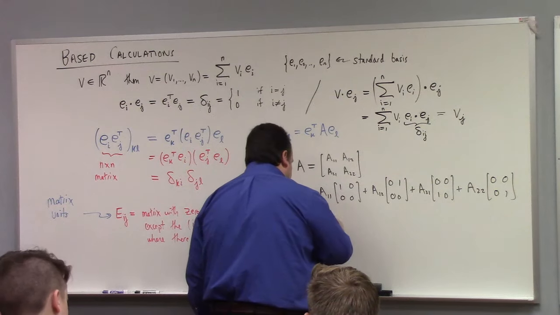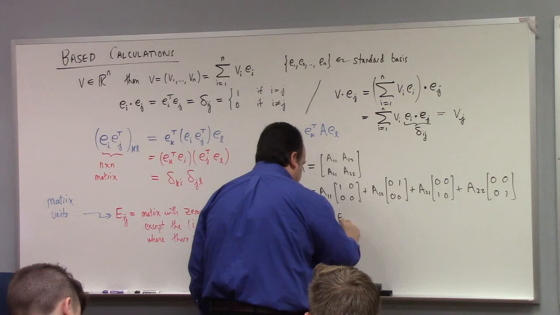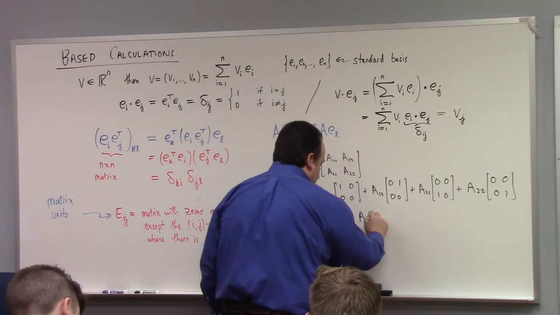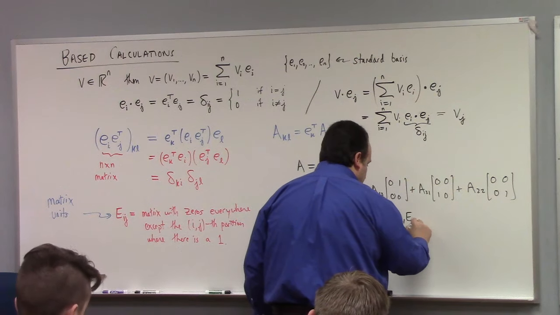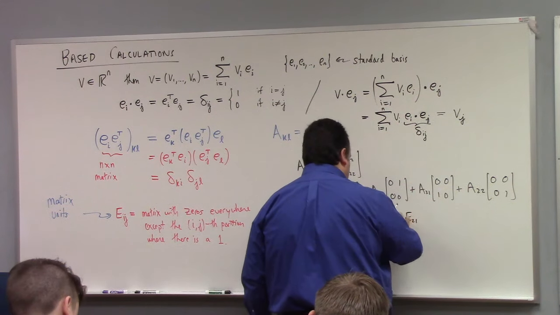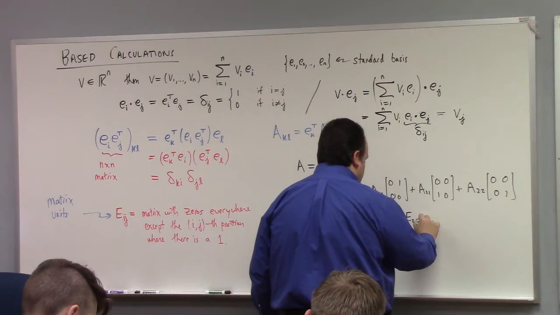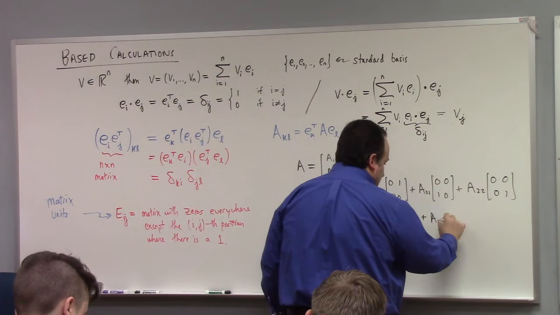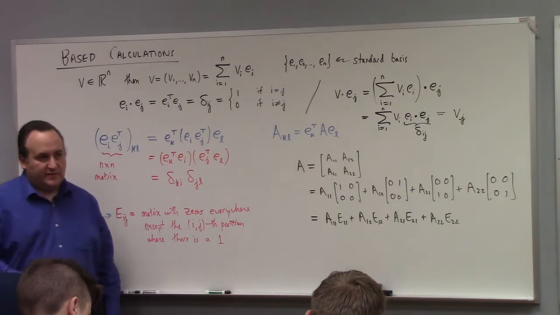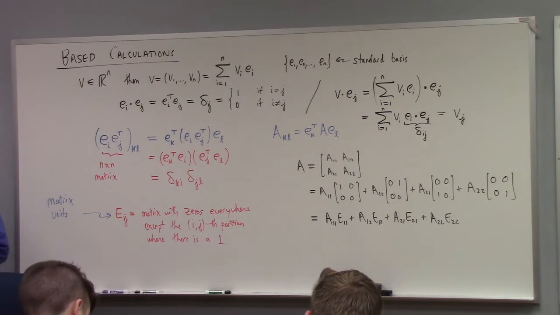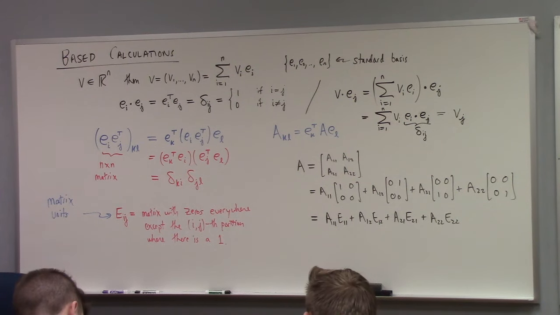But this right here is exactly a11 E11 plus a12 E12 plus a21 E21, my bad, plus a22 E22. So this is pretty neat. Any matrix can be written as a linear combination of the matrix units. So these matrix units play the same role for matrices as the standard basis does for vectors.